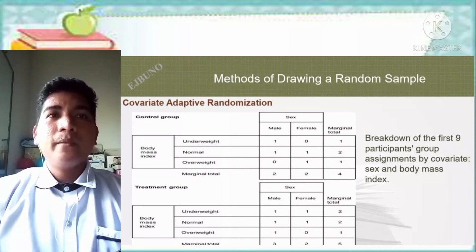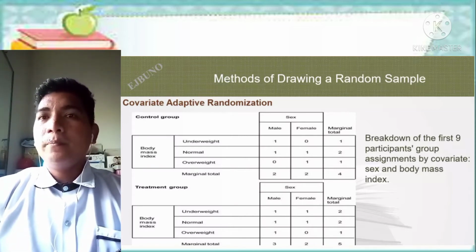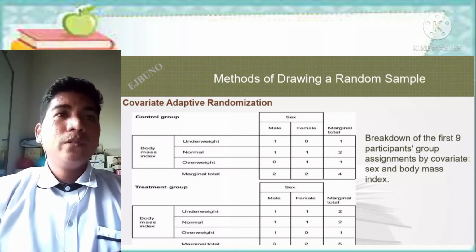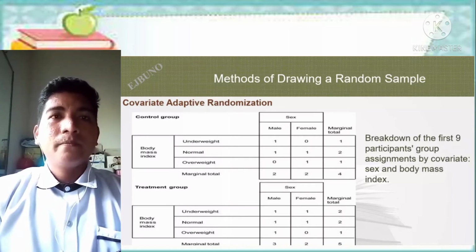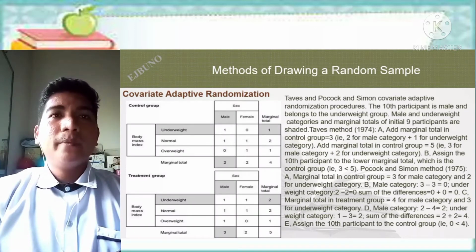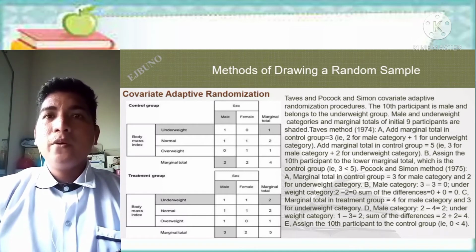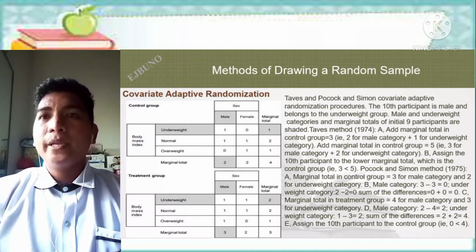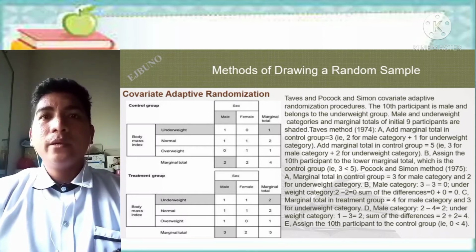Covariate adaptive randomization. Breakdown of the first 9 participants' group assignments by covariates, sex and body mass index. Control group, treatment group. Taves and Pocock and Simon covariate adaptive randomization procedures. The 10th participant is male and belongs to the underweight group. Male and underweight categories and marginal totals of the initial 9 participants are shaded.